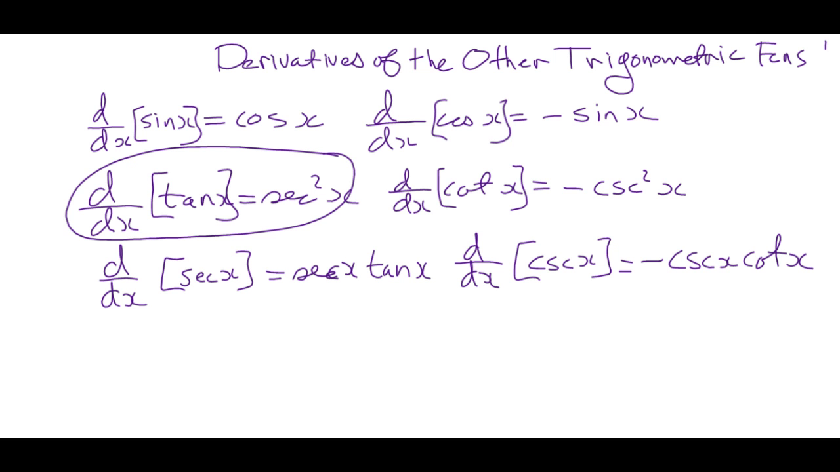Where does it come from? And you could derive all the rest of them similarly. So we know sine x and we know cos x, and we know that tan x is equal to sine x over cos x. So let's say y is equal to tan x, which we know is sine x over cos x.